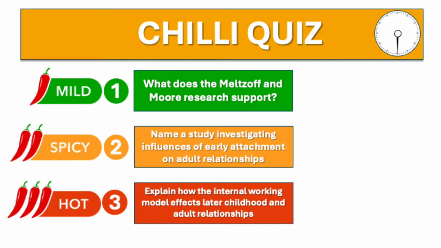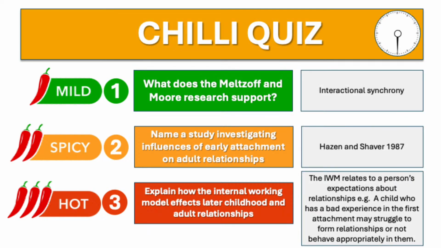That was quite a quick time, wasn't it? 30 seconds to get all answers done. But I can see quite a lot of you have put down number 1, which is interactional synchrony, which is correct. Number 2 isn't Bowlby's theory, okay? It is in actual fact Hazan and Shaver's study. This is the last study right at the end of the spec of attachment.